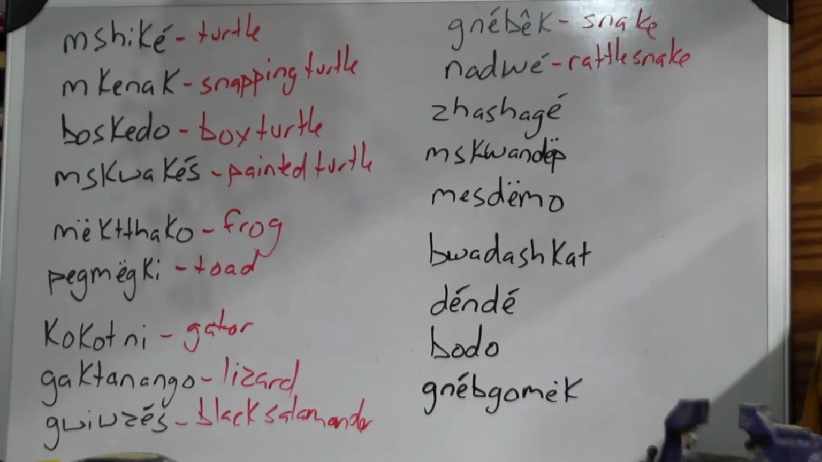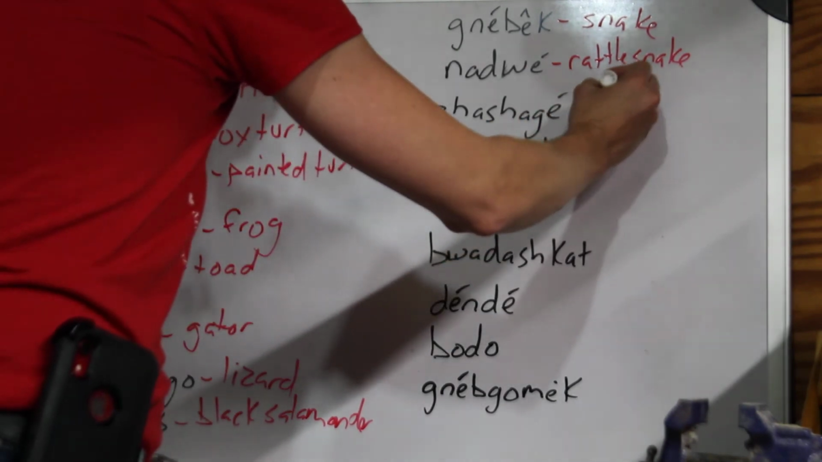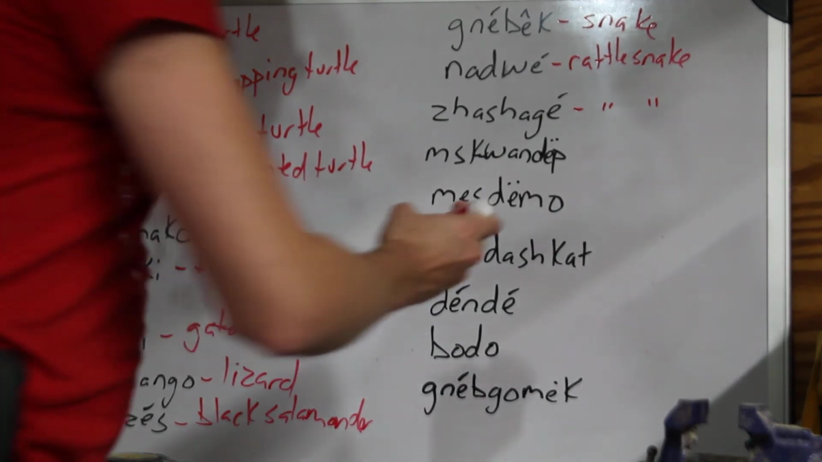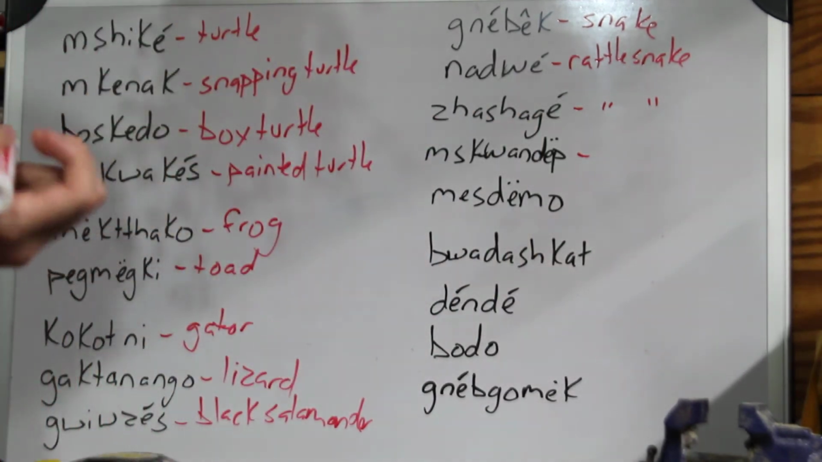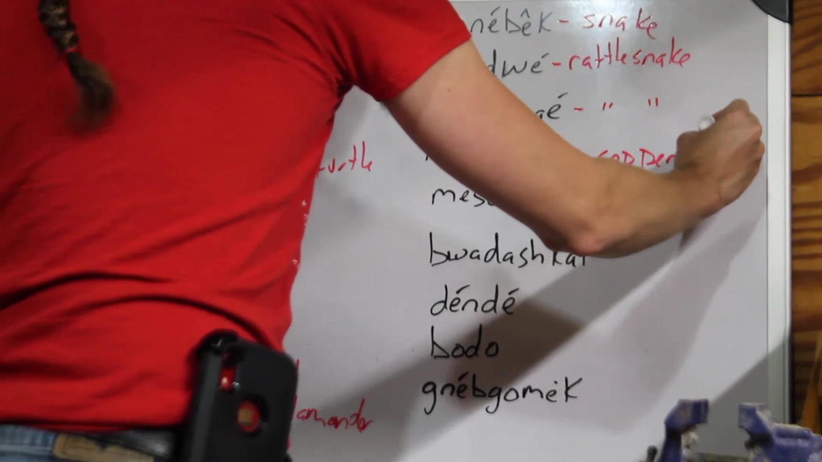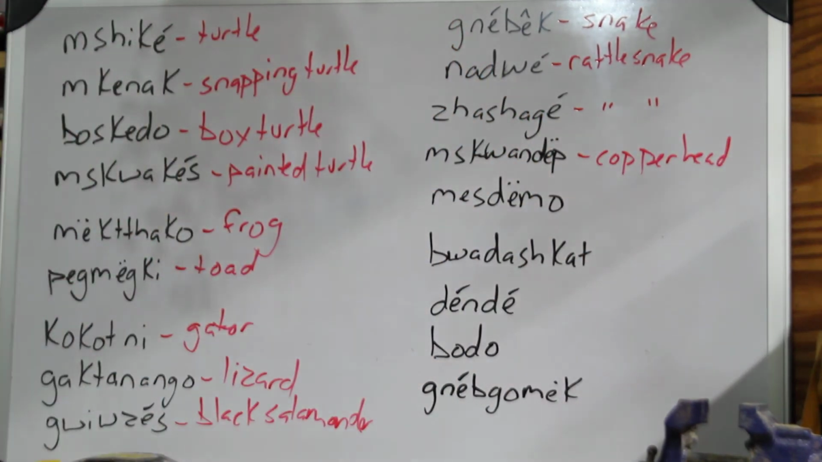Below that we have Shashage. You might see something familiar with Shishigwan, which is a rattle or a shaker. So Shashage is another way that you could say rattlesnake. Below that we have Msquandup. Msquandup literally means red head, but it refers to a copperhead. It's also used for a fox snake as well.